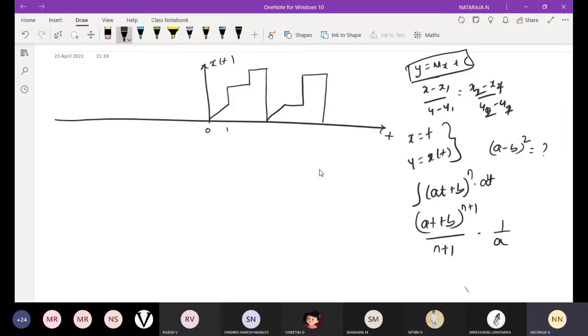Zero, 1, 2, 3. From 0 to 1, we have a rising. Then 1 to 2, we have an amplitude 1. 2 to 3, we have an amplitude 2. Again here also 3 to 4, 4 to 5, 5 to 6, 1, 2. The same signal you are going to get on the negative side also. Minus 1, minus 2, minus 3, and so on.